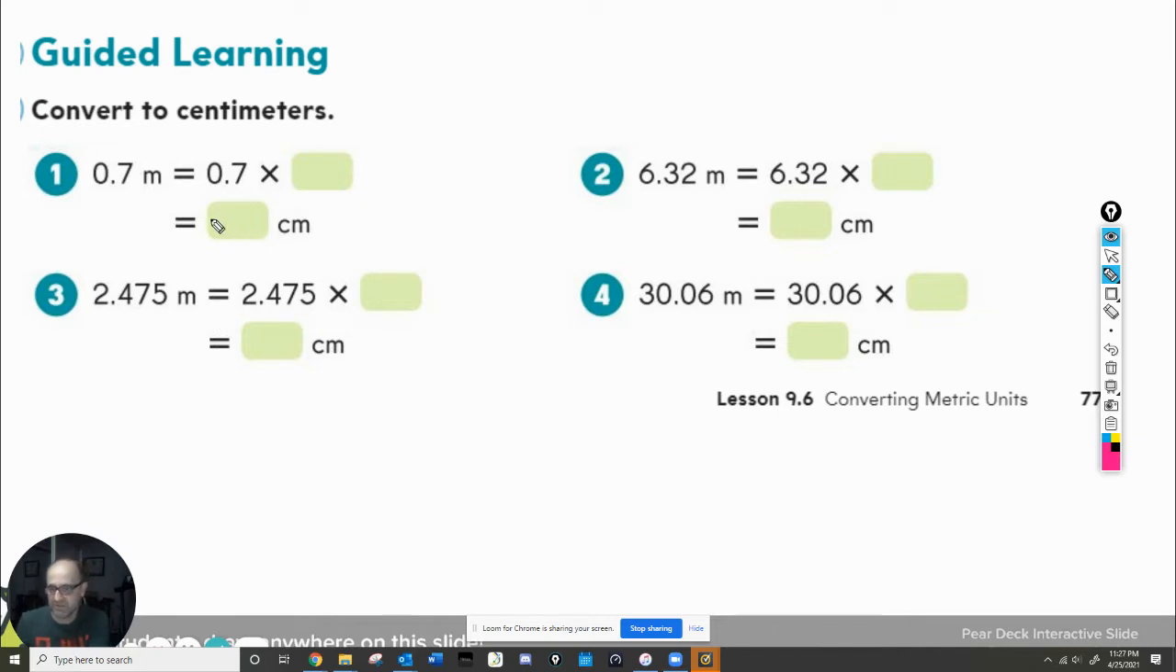7/10 of a meter equals 70 centimeters. 6 and 32/100ths of a meter is 632, 247 and 5/10, and 8,006 centimeters. Got that? Excellent.